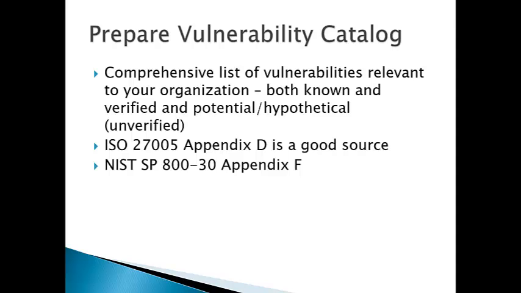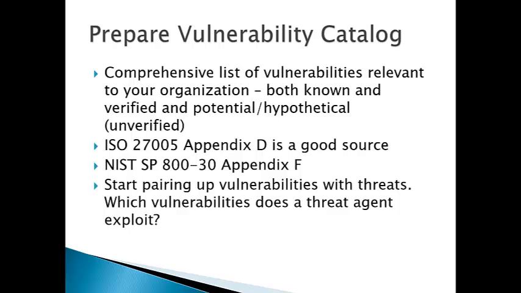NIST SP 800 Appendix F will help guide you on this, though it's not as good as the threat one. And then what you want to do when you prepare the vulnerability catalog is start thinking about pairing vulnerabilities with threats. If you know something about the behavior and preferences of a threat agent, what do they exploit? Certain criminal organizations really try to exploit insider resources using phishing attacks. They will craft a malicious email and send it specifically to system administrators and executives, hoping that they'll click the link and infect their desktop machine.